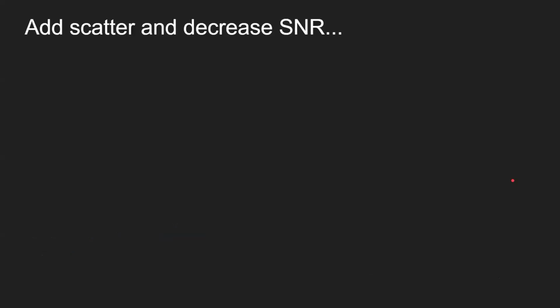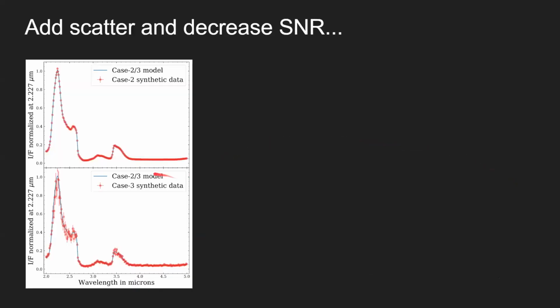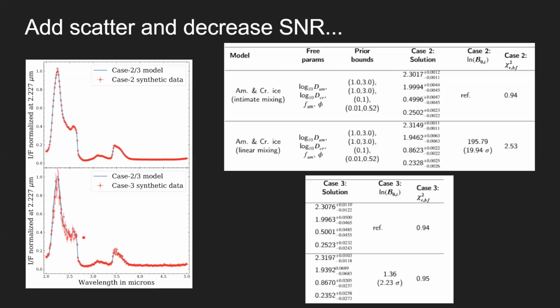But now we take this one step ahead, and the synthetic data is not perfect. I add some Gaussian noise to it, some scatter. The model on top has an SNR of 100, so the scatter is very difficult to see, but the model at bottom has an SNR of 10, so I have reduced the signal to noise ratio, so the scatter is more visible. And here I've summarized the results.